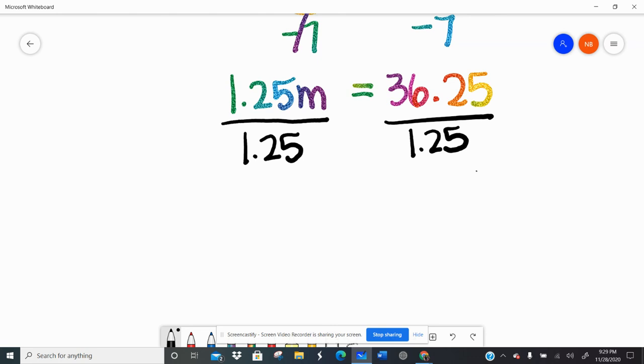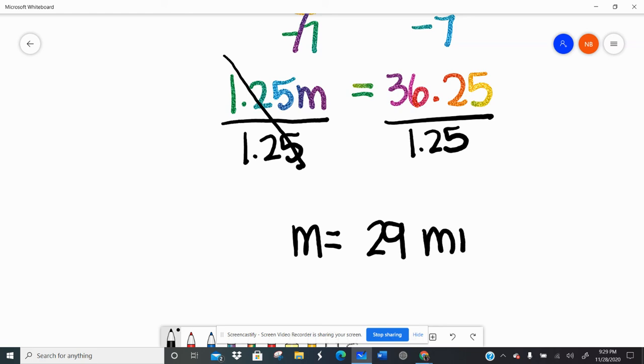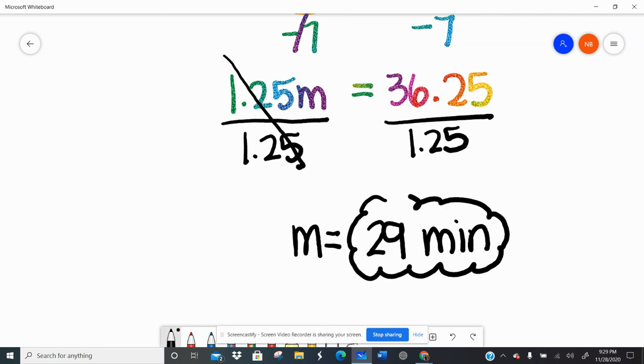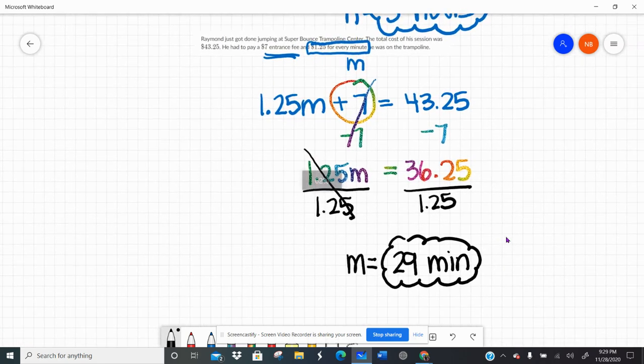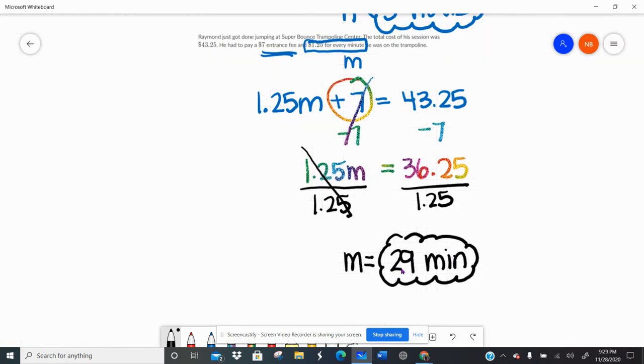That minute rate goes away on that side. m equals, I have my 36.25 divided by 1.25 means that Raymond jumps for 29 minutes. So boom, just like that, there you have it. You set up the equation, follow the steps to solve the equation, boom, get your answer.